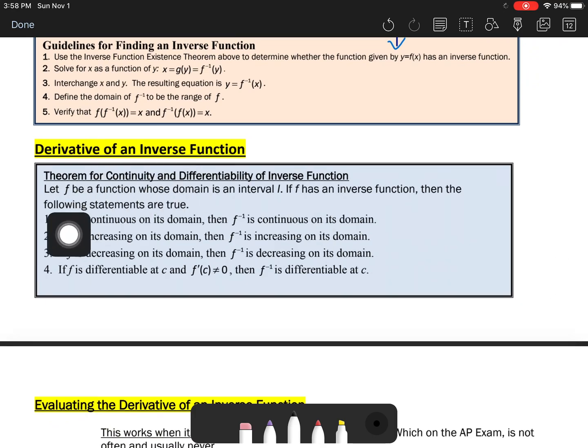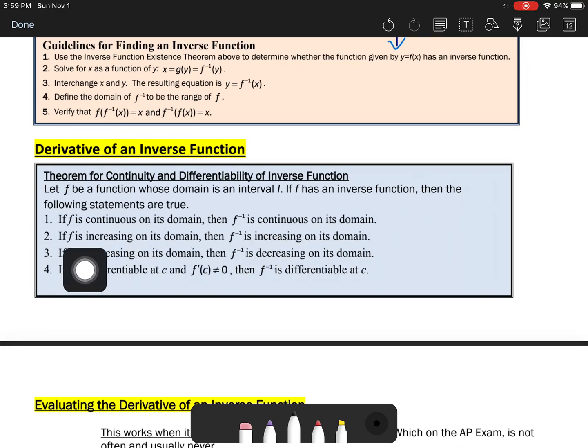Okay, so the derivative of an inverse function. It says the theorem for continuity and differentiability of an inverse function. So this is just talking about some characteristics of the derivative of an inverse function. It says let f be a function whose domain is an interval I. If f has an inverse function, then the following statements are true. If the original function was continuous on its domain, then its inverse is also continuous on its domain. So continuity holds.